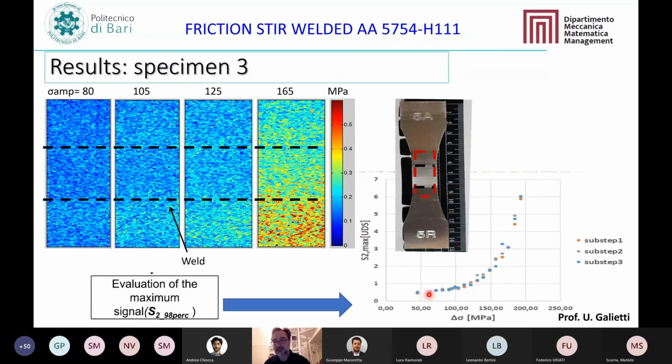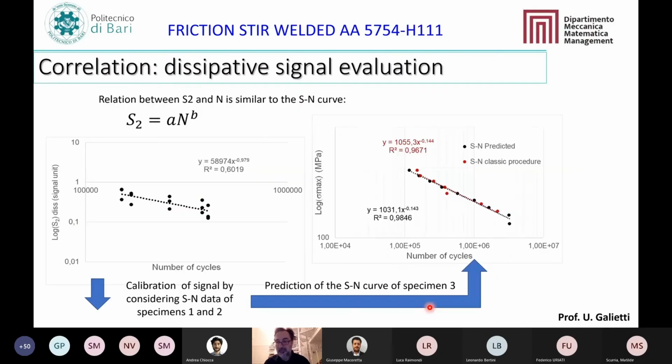This is the second harmonic signal we obtain for this aluminum. And again, if we go to the SN curve and the thermal SN curve, we have an excellent correlation between the two. So even for welded joints, which are in a way much worse to predict in terms of fatigue behavior, we are able to obtain local data that are able to predict the behavior of the material.